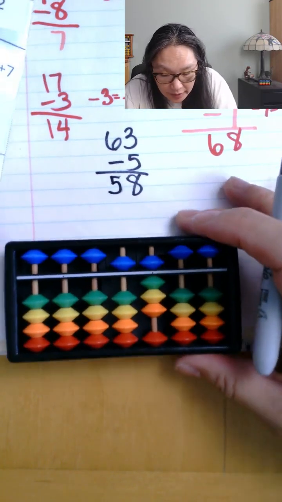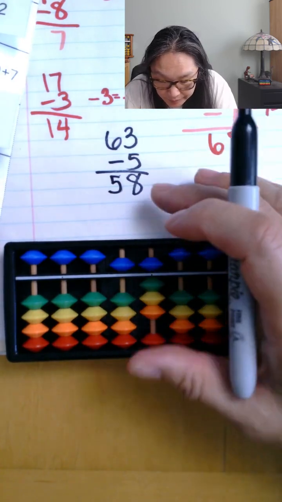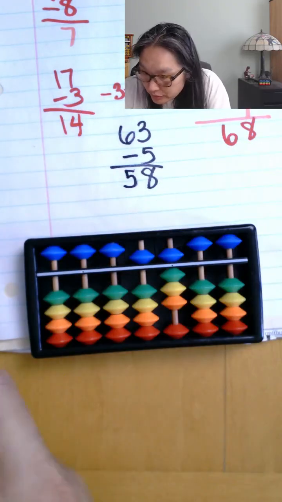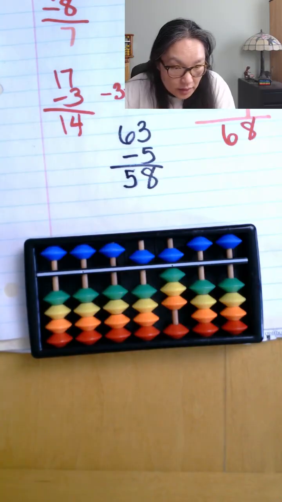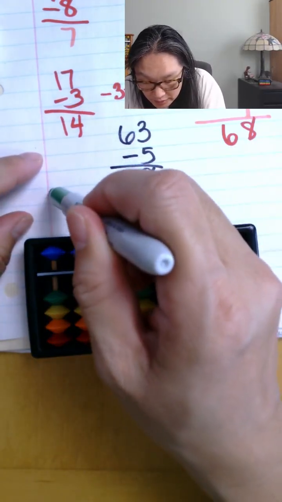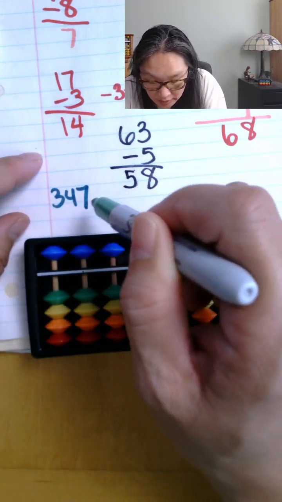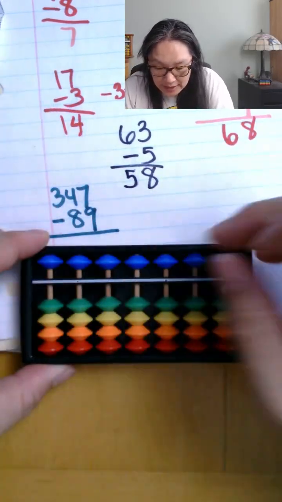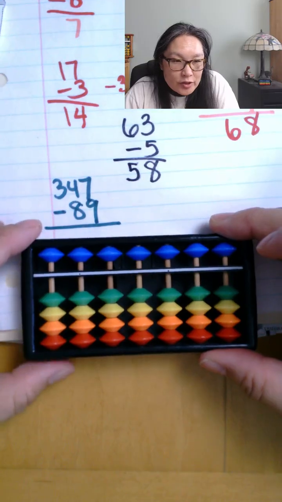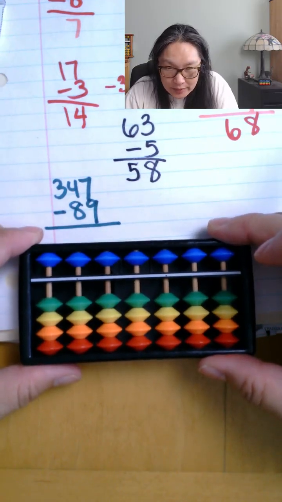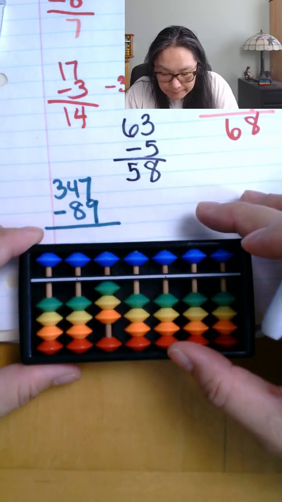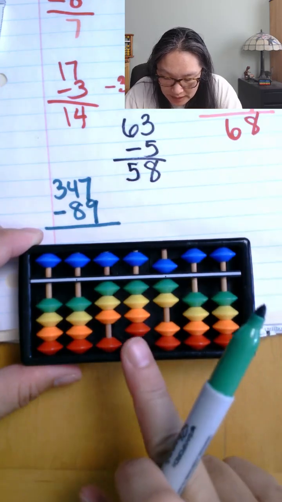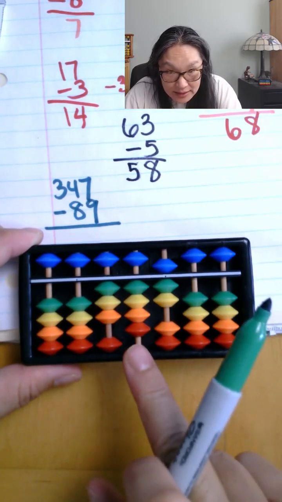So let's do another one. Okay, let's see how big this question is. We'll do it over here. Let's do green. So the question is 347 minus 89. Let's see how many step problems we have on this one. Take away 80, 9. Take away 8.